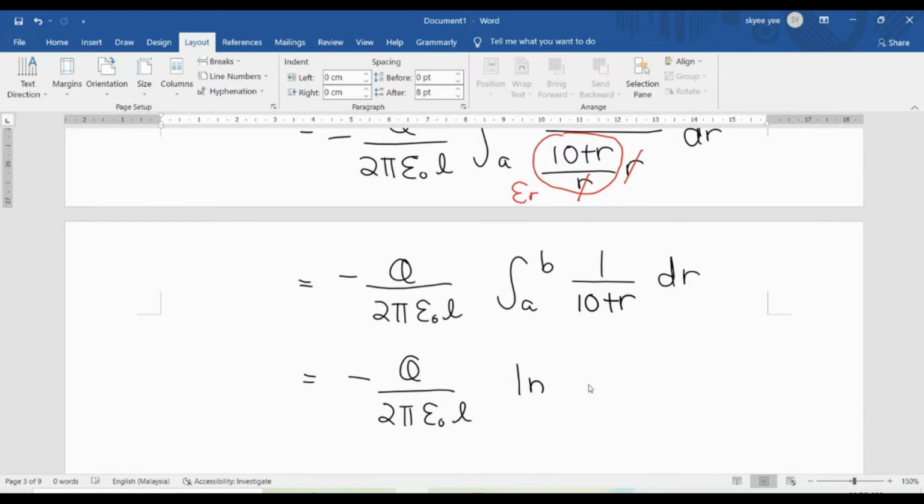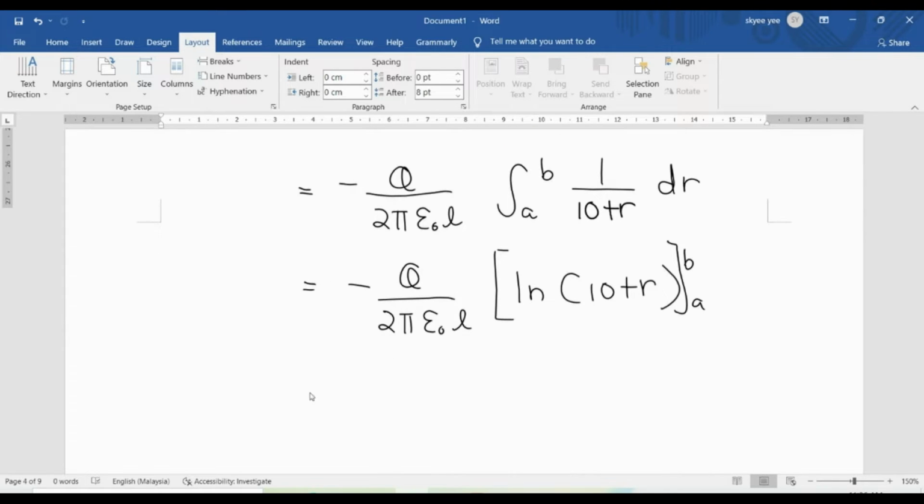This one will give you ln of 10 plus R, from A to B. So in the exam, if you don't know the answer for this, use software to find out yourself, or use any formula sheet that shows how to perform the integration for this kind of equation.